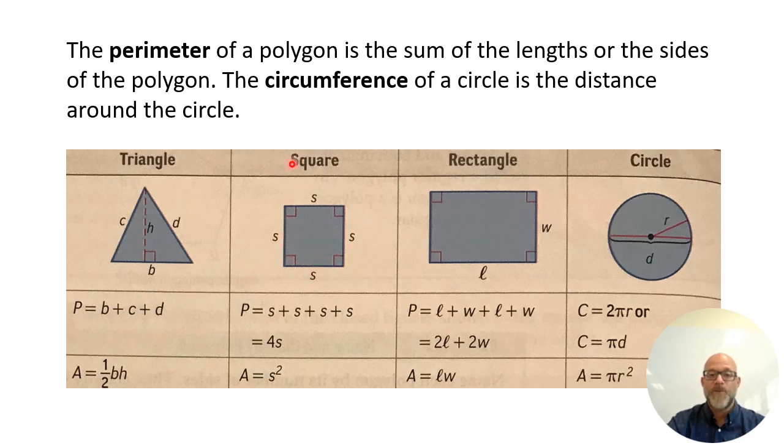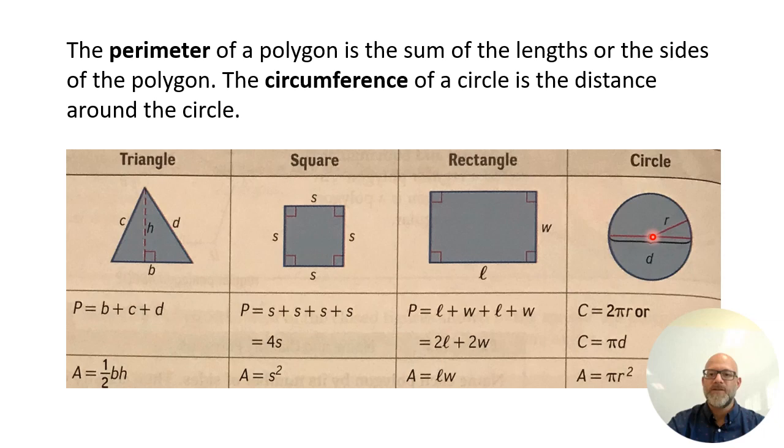Add the outside. There's 4 S's, so just remember its perimeter is 4S. Rectangle perimeter is 2 lengths plus 2 widths, and the circumference of a circle is 2 pi r or pi d. D is the diameter of a circle. It goes through the center and goes from end to end, right?